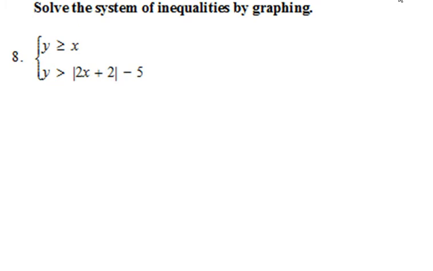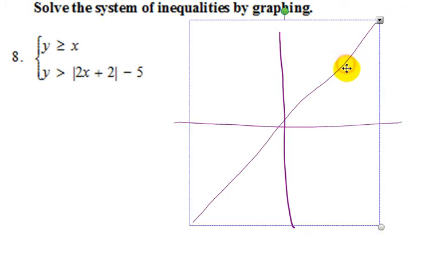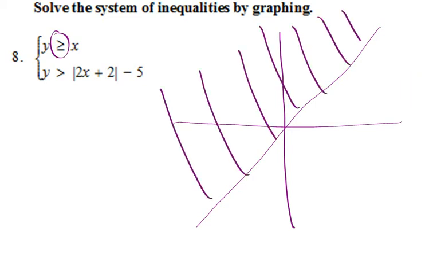The next problem says solve the system of inequalities by graphing. So the first thing we have is y is greater than or equal to x. We know that's going to be a line that goes through the origin. And it's solid because it's also equal to, and it's greater than, so we know it's shaded above. So this is what we are graphing here.